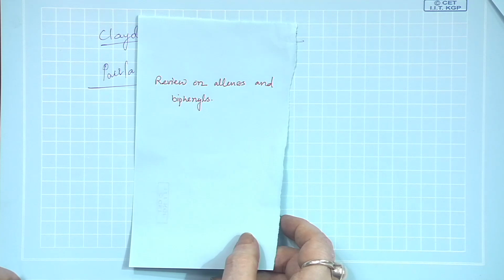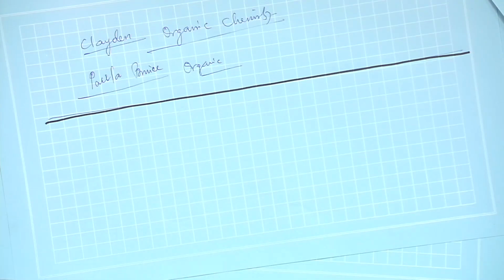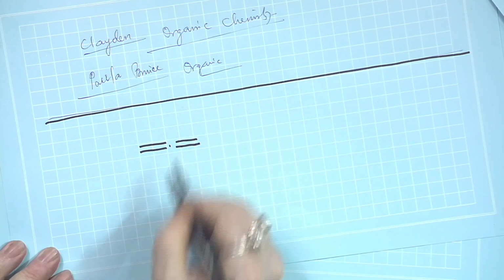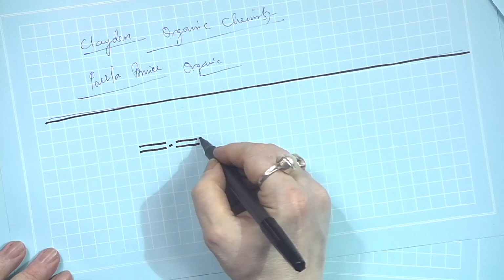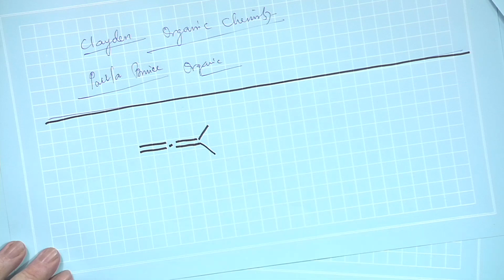Review on allenes and biphenyls. Okay. Now, there were some questions in the discussion forum from which I find that there is some confusion while assigning the R S nomenclature in biphenyl and also in allene systems. Okay. Now, what is an allene? This is called a cumulated double bond, two double bonds side by side. Okay. This is your sp hybridized carbon, this is sp2. So, this will be like this.